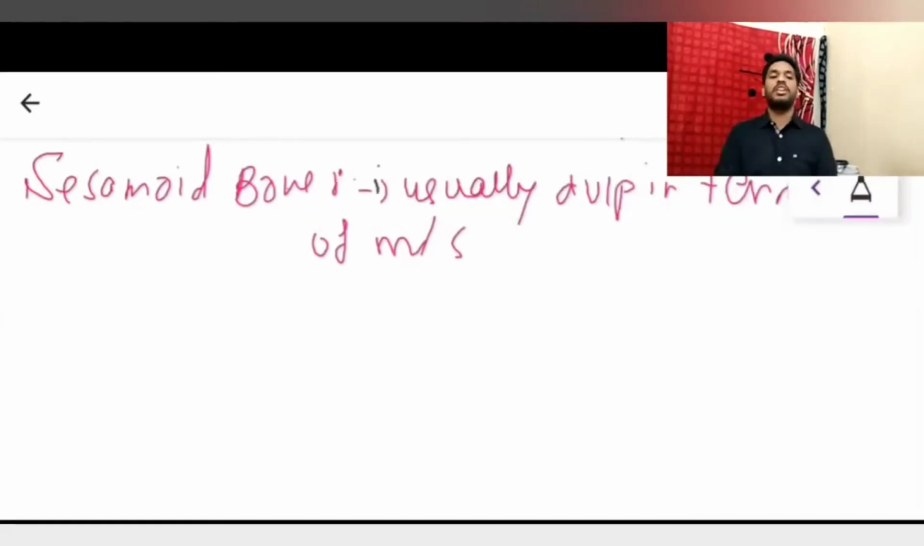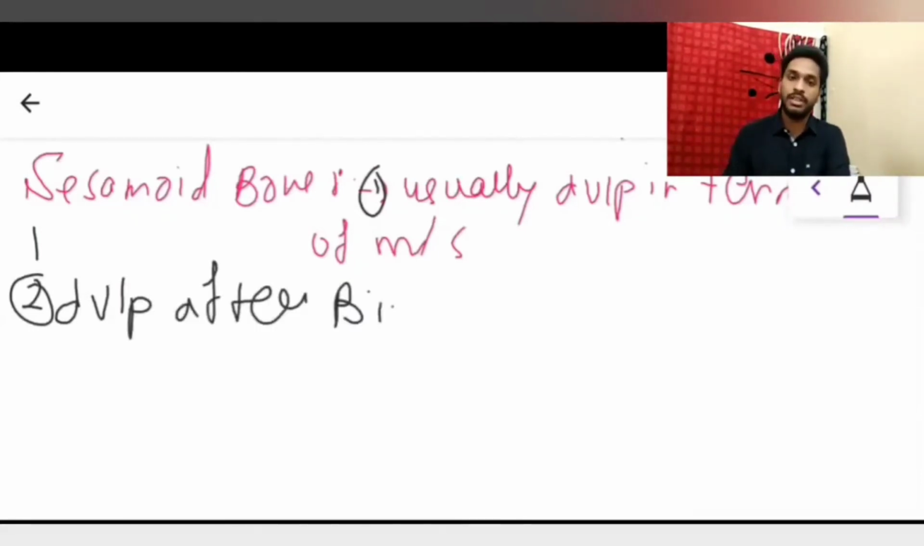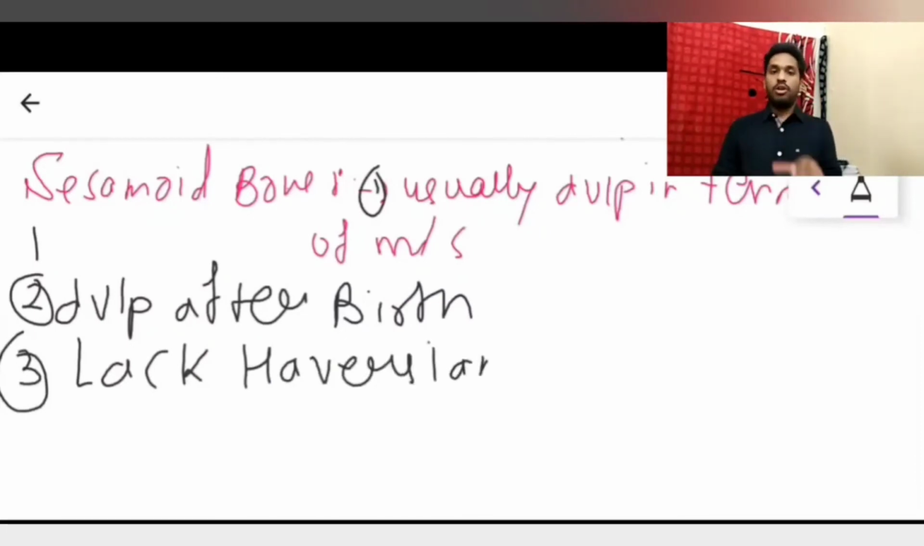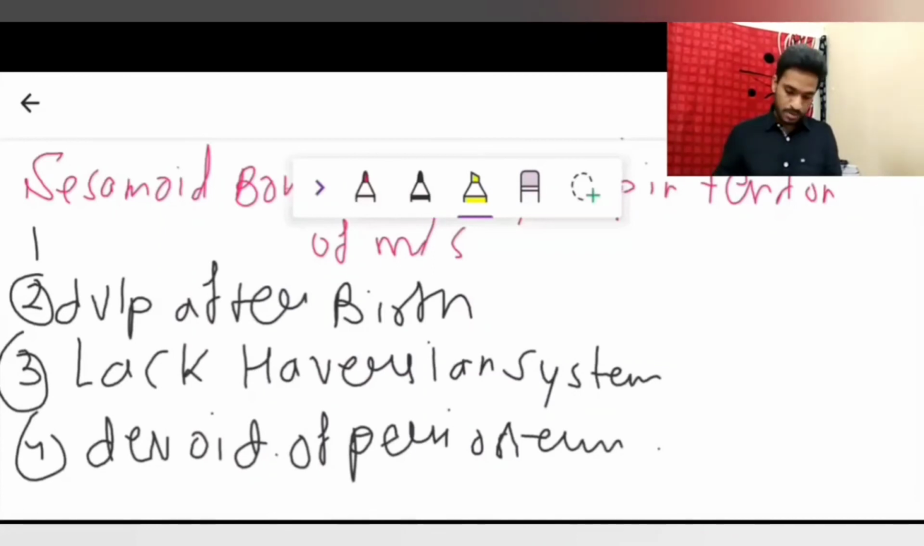A very common example of a sesamoid bone is the patella. So they develop after the birth. They are not present at birth exactly. Then third, they're devoid of periosteum. They lack periosteum and they lack Haversian system. All the bones have a Haversian canal, Haversian system, and sesamoid bones lack them because they are developing from the tendon of muscle. Also, they are devoid of periosteum, the outer covering which all the bones have.